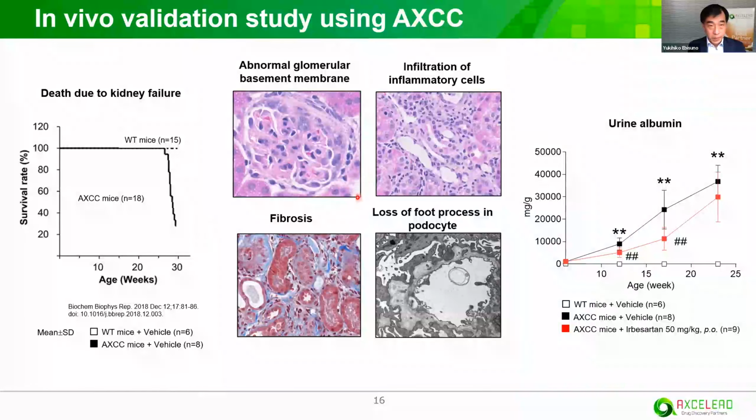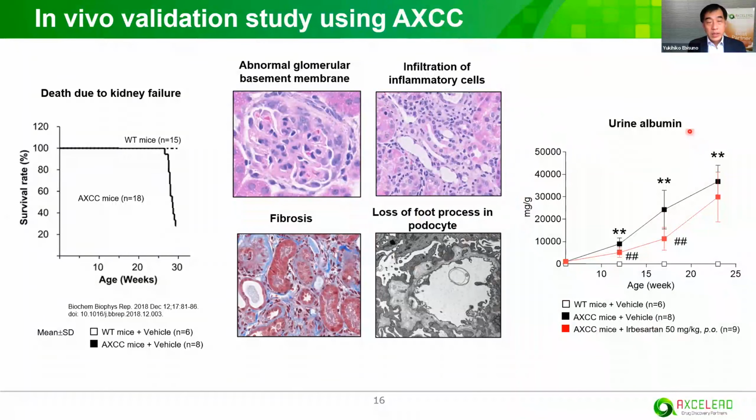And in historical evaluation, abnormal glomerular basement membrane is observed. Infiltration of inflammation cells is observed. Fibrosis is observed, and loss of the foot process in the podocyte. So this phenomenon is typical for chronic kidney disease.